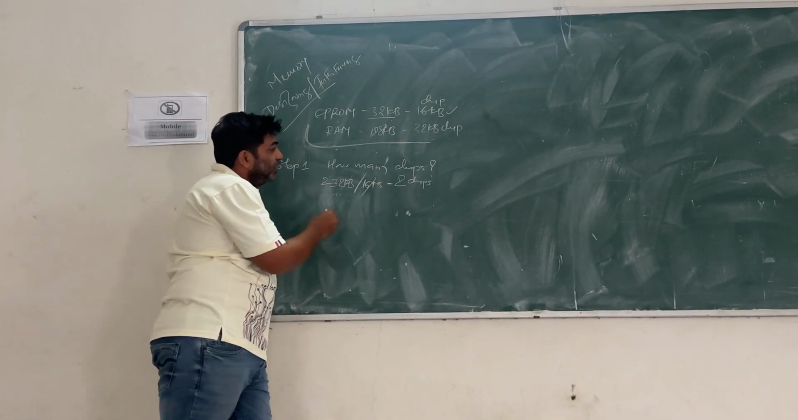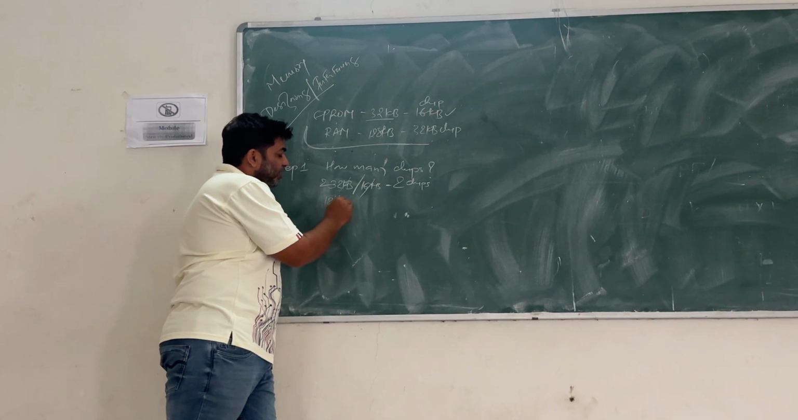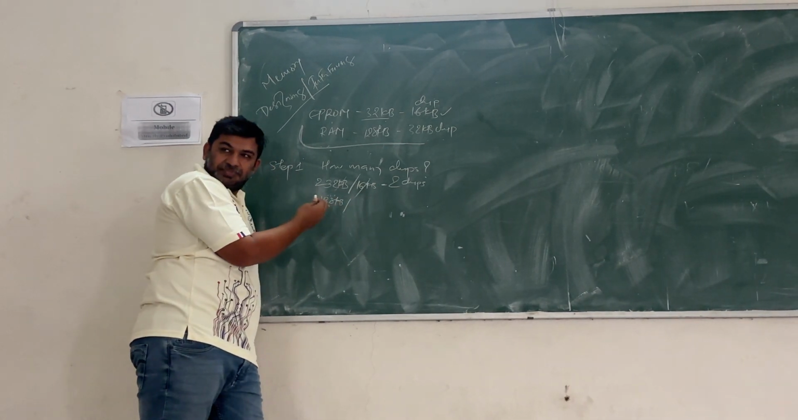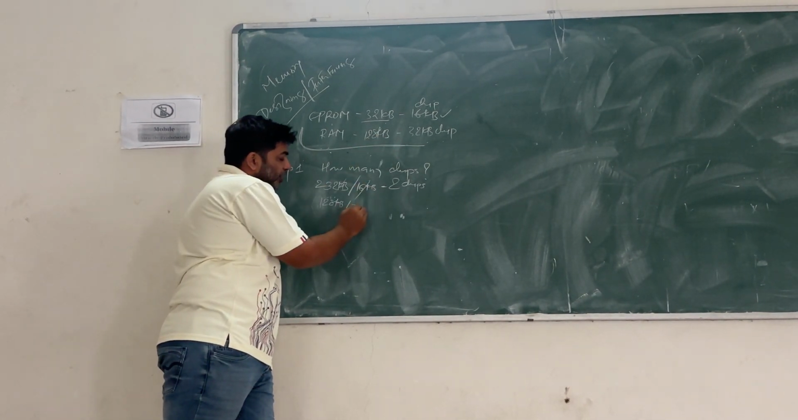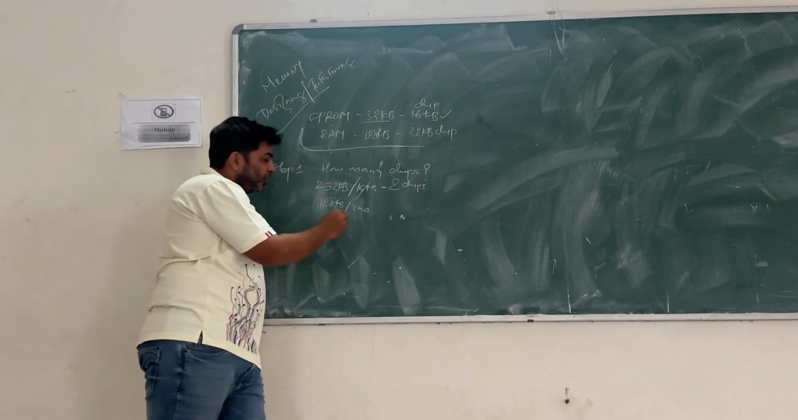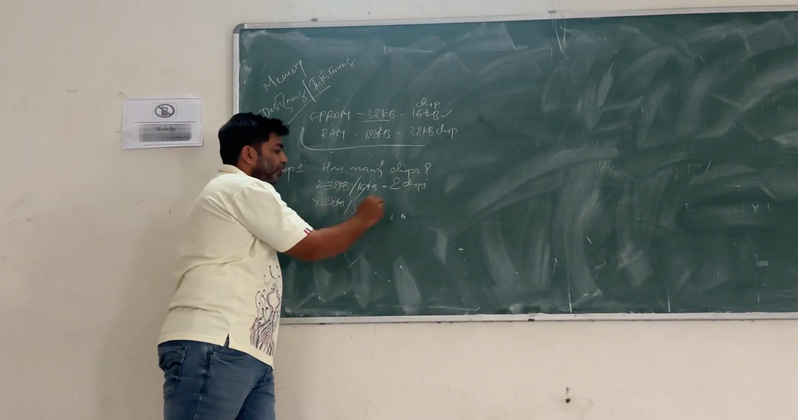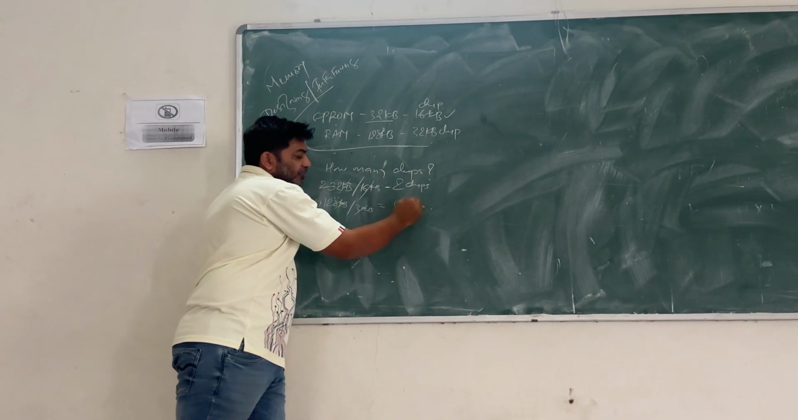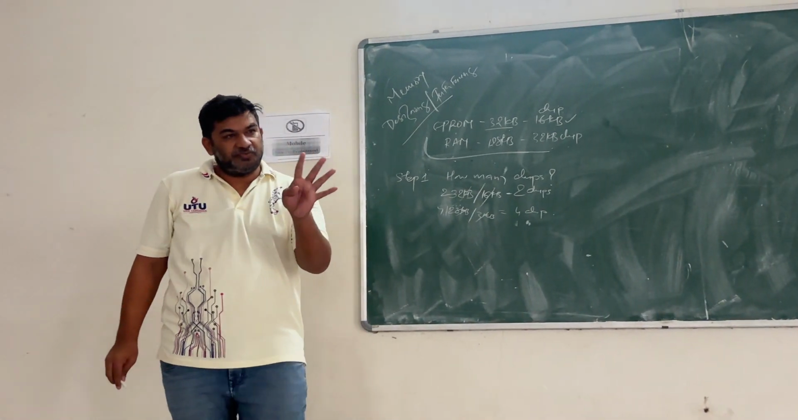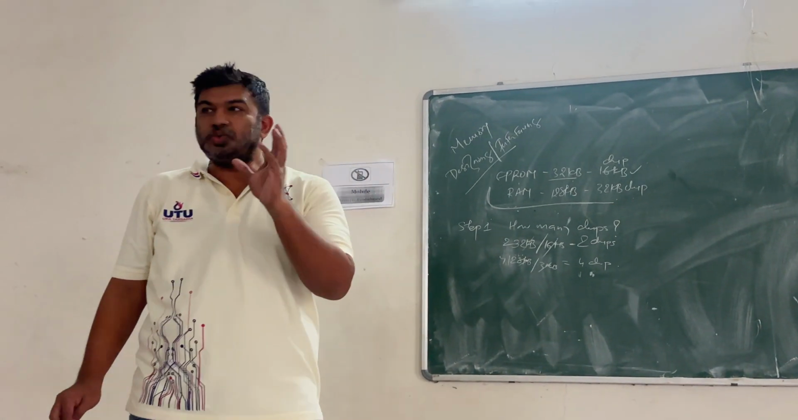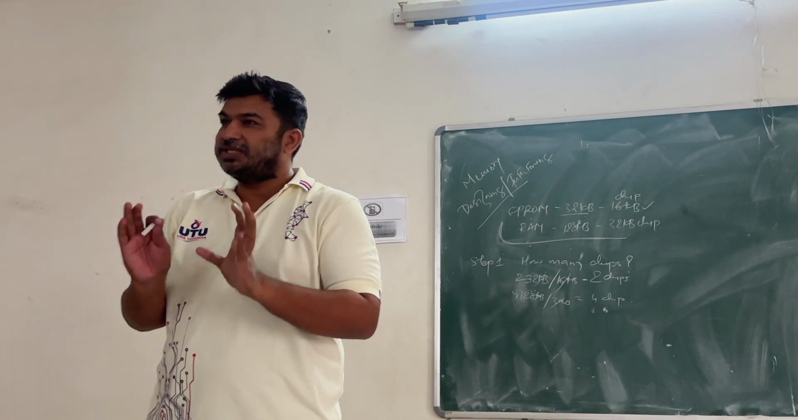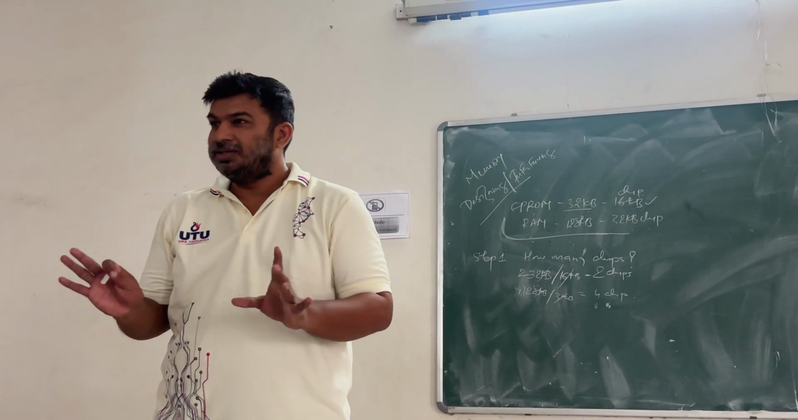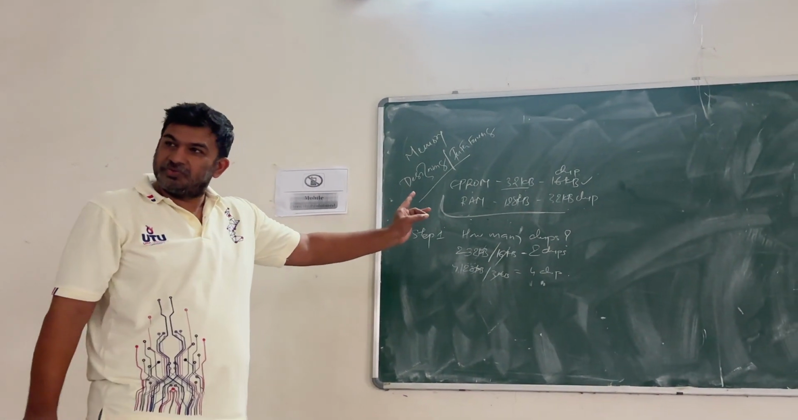It is as simple as that. I want to make 128 KB of RAM out of 32 KB chips. 32, 4 times is 128. So I require 4 chips of RAM and 2 chips of EEPROM. Understand? This is your step number 1.